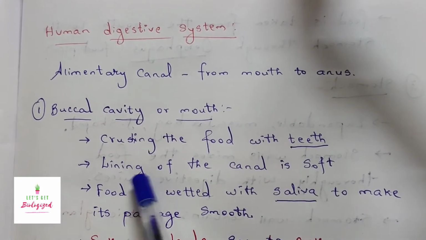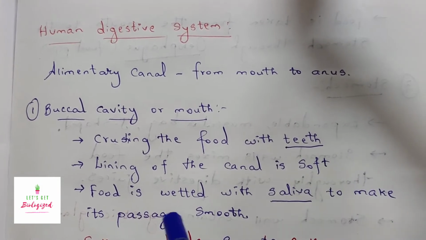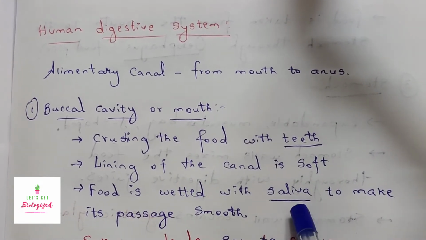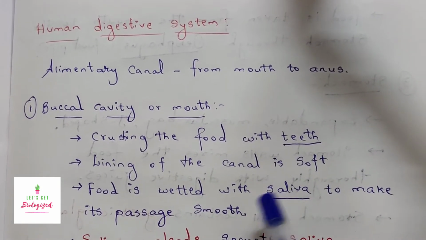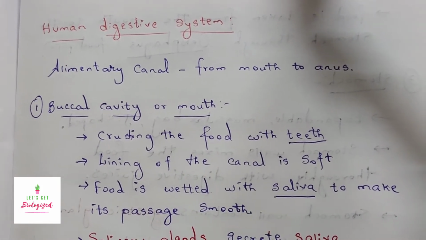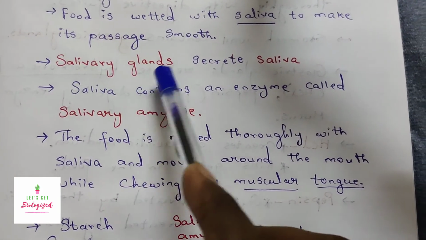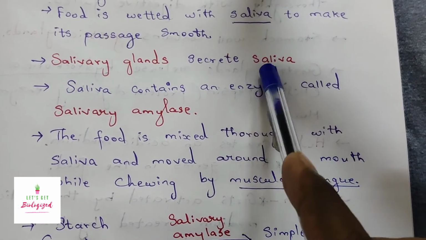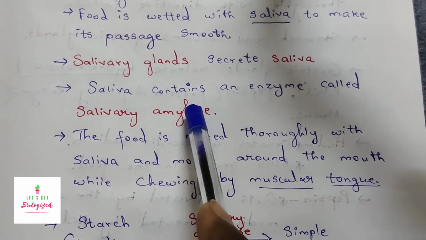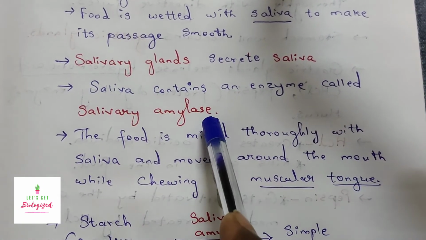They will crush the food with the help of the teeth, and the lining of the buccal cavity will be very soft, and the food will be wetted with the help of saliva. This helps the food to move smoothly in the alimentary canal. The salivary glands present in the mouth will secrete saliva.